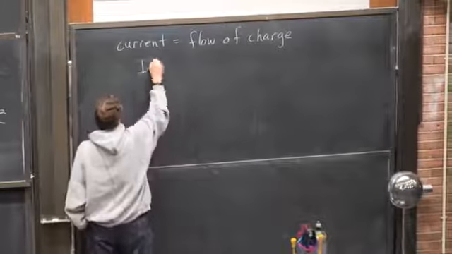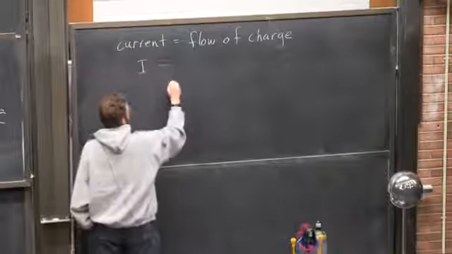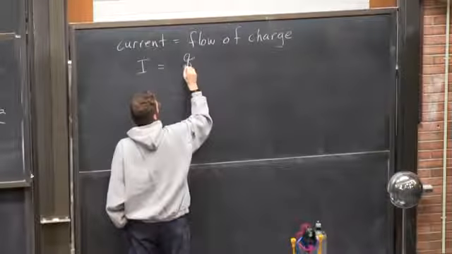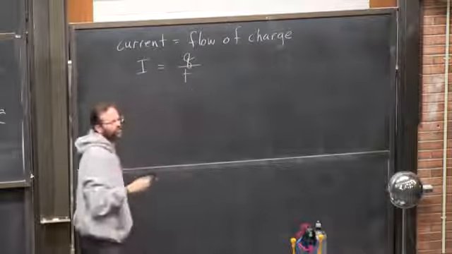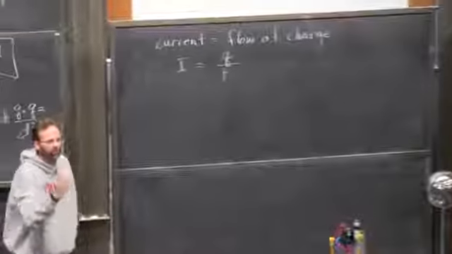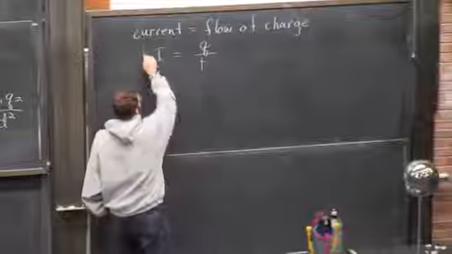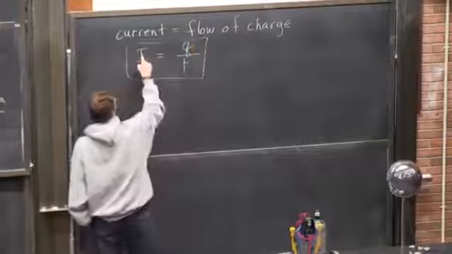Current is usually denoted by a capital I, and it's the flow of charge. So it's the charge over time. It's like the flow rate of it. How much charge is moving past in a certain amount of time. That's our guide to remembering what current is.